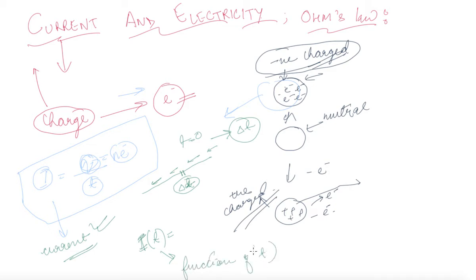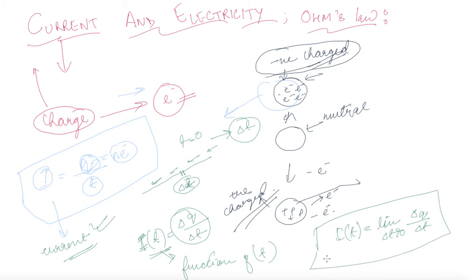Now I often see students getting confused with this. This is actually a function of t, that is the current is dependent on the time, how much time it has passed. So this is given by del q upon del t. Now if you take the limit, that is for a very small interval, we will get instantaneous current. Therefore I(t) is actually equal to limit del t tends to 0 of del q upon del t.